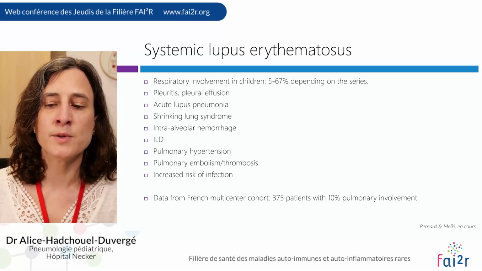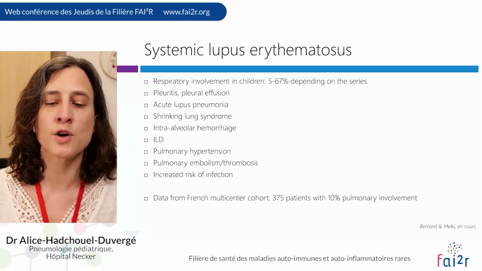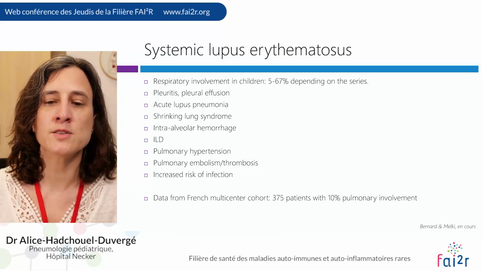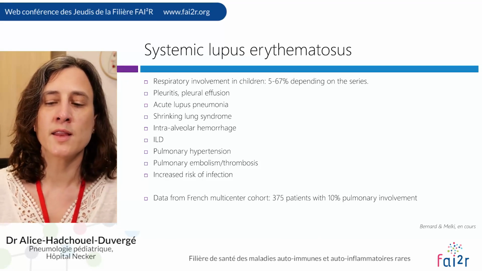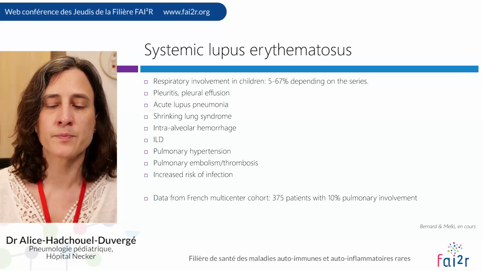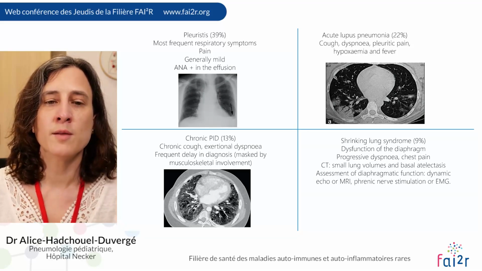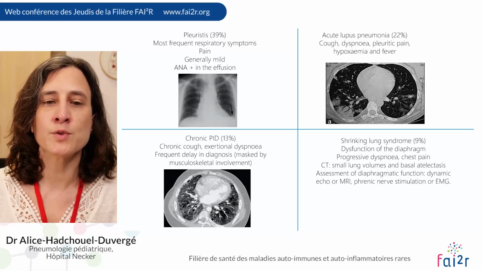With Elise Bernard and Isabelle Melki, we studied a French multi-center cohort with a retrospective study. 375 patients with systemic lupus erythematosus were included, and 10% of the patients had a pulmonary involvement, that is to say 38 patients. Among those patients, pleuritis was the most frequent manifestation, because it affected 39% of the patients with respiratory involvement in the cohort.